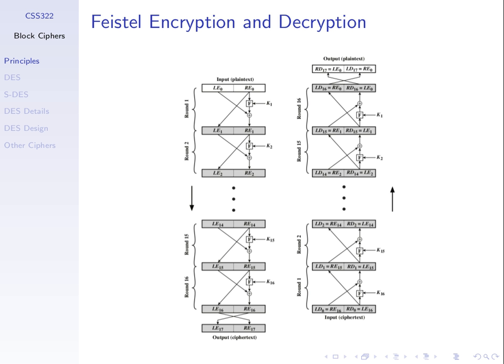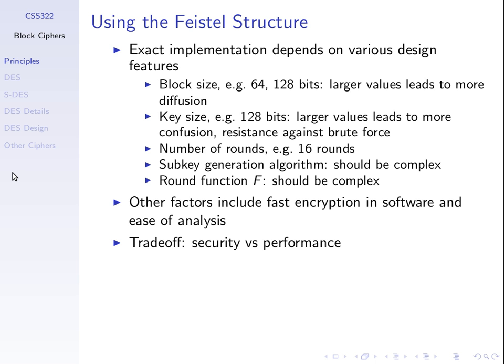That's talking about the general concepts. Let's go through an example that illustrates them. So some of the details. How large should the block be? Typical values are 64 or 128 bits. How large should the key be? Well, we want it to be large enough to prevent a brute force attack. Larger values lead to more confusion. Similarly, larger block sizes can lead potentially to more diffusion.